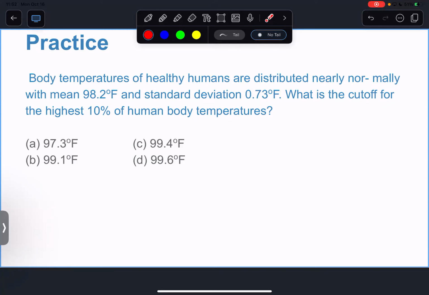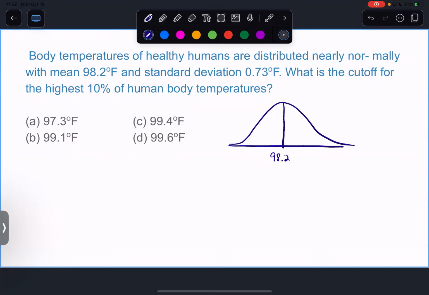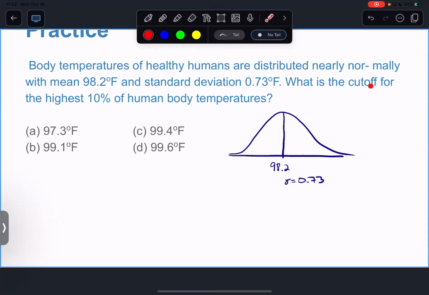First thing you're going to do is draw your normal distribution. It's a good place to start. What would it look like? Well, normal, of course. Look the same as the last one. Centered on 98.2 and the standard deviation is 0.73. And now we want to find the cutoff for the highest 10% of body temperatures, right? So now recognizing that here on this axis, you've got your body temperatures. And I want to find the value that forces this area to be 0.1.